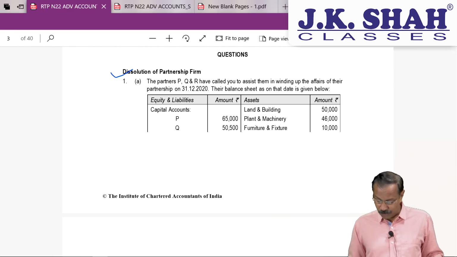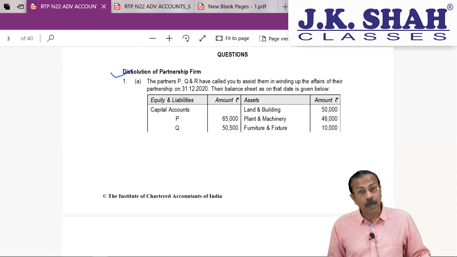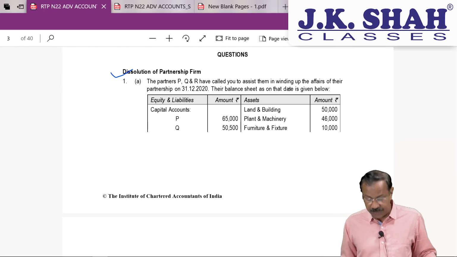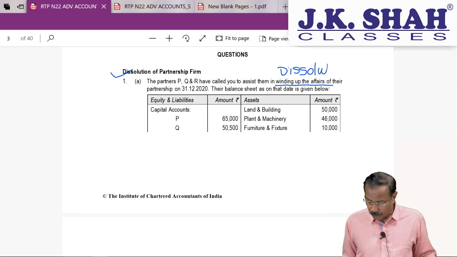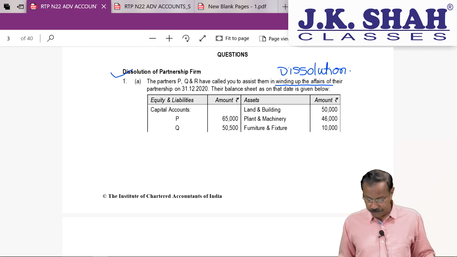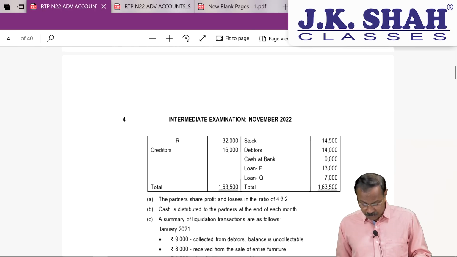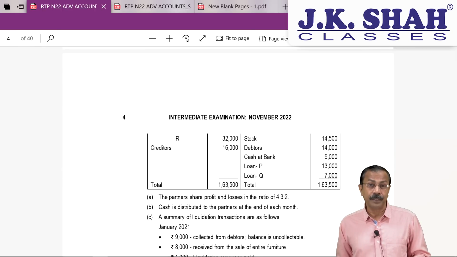See the first question. The partners P, Q and R have called you to assist them in winding up the affairs of their partnership. Winding up the affairs is basically nothing but dissolution. Their balance sheet as on that date is given below. Firm's balance sheet is given. On the liabilities side, you have capitals of the 3 partners and creditors. There's only one external liability, and that too unsecured, remember.